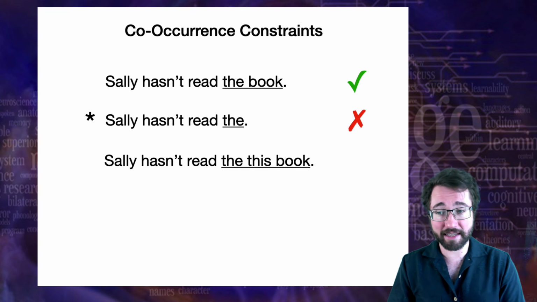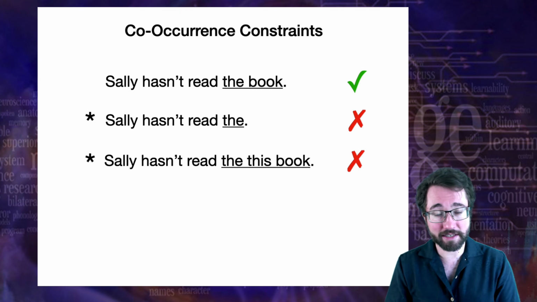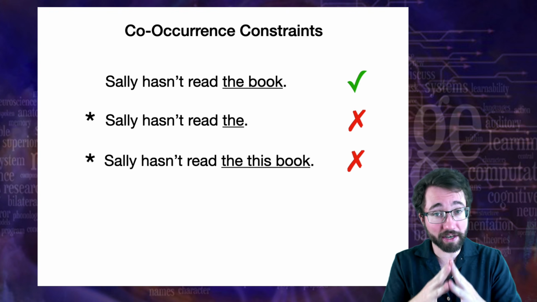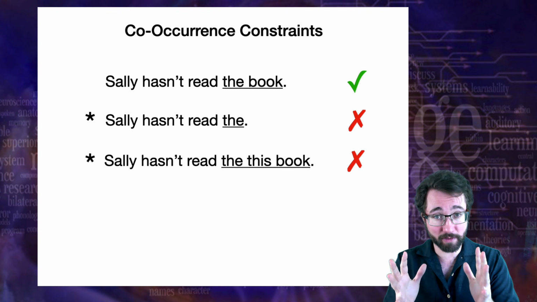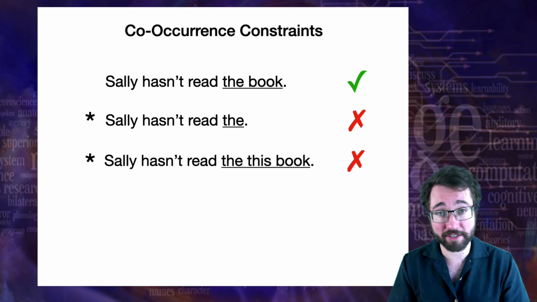How about this? Sally hasn't read the this book. Well, this is also ungrammatical. This doesn't work either. And that's because within a noun phrase, you can only have one determiner. You can't have multiple determiners like the and this inside the noun phrase. That's another co-occurrence constraint.